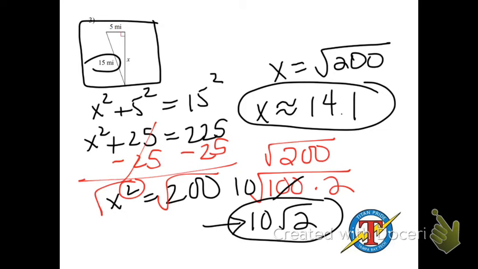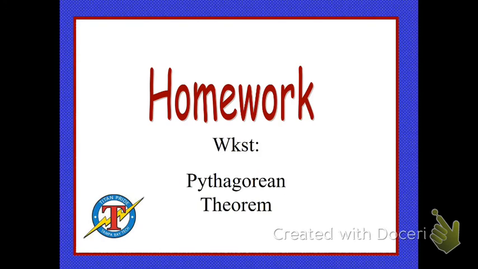The radical answer is actually the more exact answer, and this is an estimate because we had to round a little bit. Okay, we'll work more on that during the year, but if you would, practice these next couple of problems.